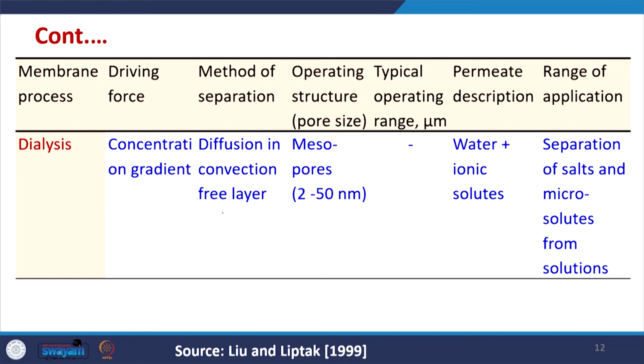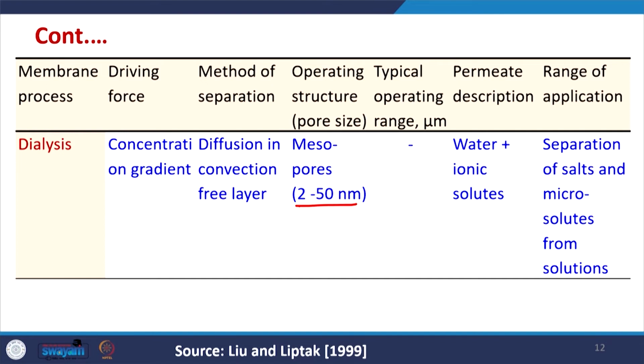Now, dialysis is another membrane process in which the concentration gradient is the driving force. In this case, diffusion in the convection-free layer just adjacent to the membrane is the method of separation. It works in the range of 2 to 50 nanometer, and is able to remove constituents of different size ranges. The permeate that we get is water plus ionic solutes, and it is used for removal of salts, microsolutes etc.